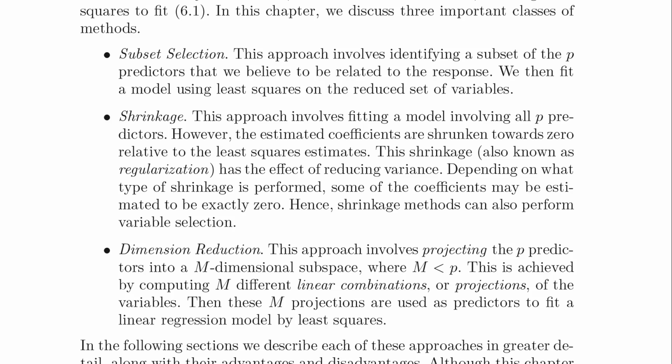Dimension reduction. This approach involves projecting the P predictors into an M dimensional subspace where M is less than P. Interesting. This is achieved by computing M different linear combinations or projections of the variables. Then these M projections are used as predictors to fit a linear regression model by least squares. Okay, let's see.